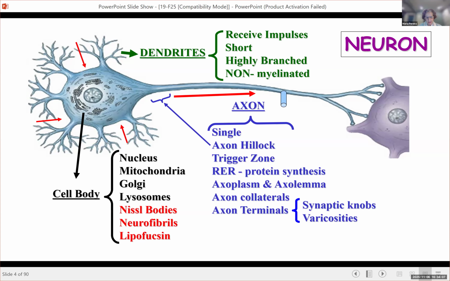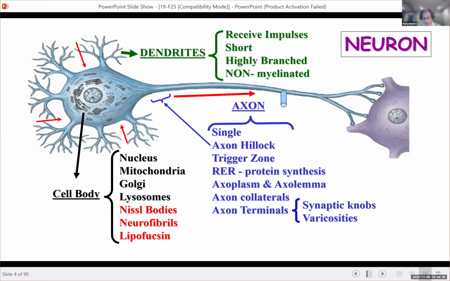Right, so the potassium channels are along the axon, not so much concentrated here, because this is where the trigger zone is located. Okay, so in the axon, you also have cytoplasm that's known as axoplasm. The membrane is known as axolemma. And then you have the axon collaterals that allow this neuron to communicate with more than one postsynaptic neuron.